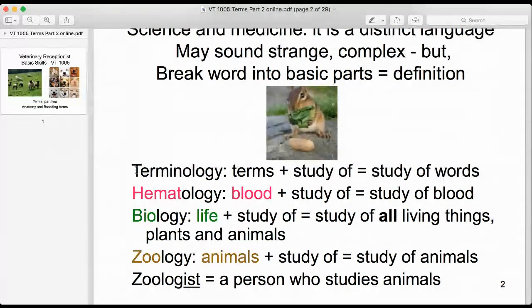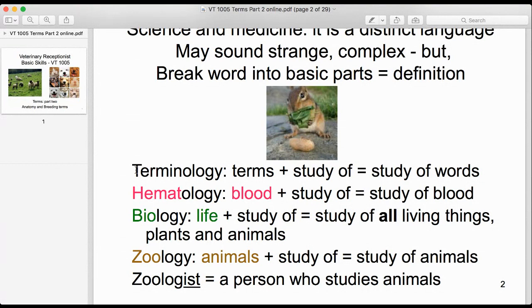Hematology, well, hemat or hema is actually referring to blood. So this is the study of blood. And this is the basis of medical terminology. You just break them apart.